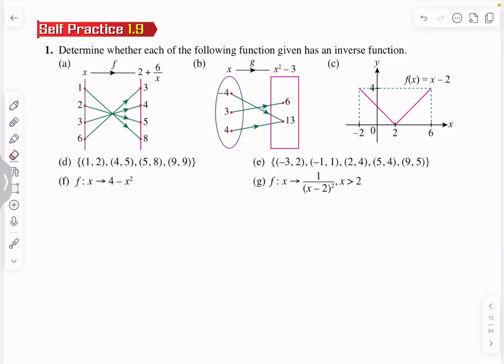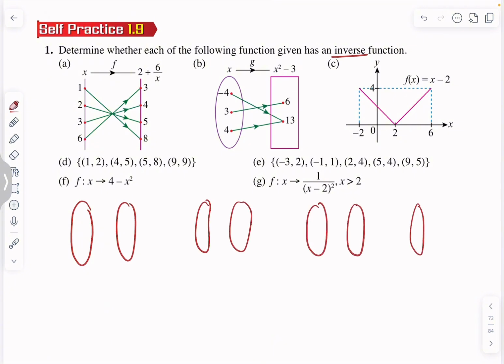Question 1. Determine whether each of the following functions has an inverse function. Okay, so first of all, let's look at the 4 types of relation. First we have one-to-one. This means each object only has one image.